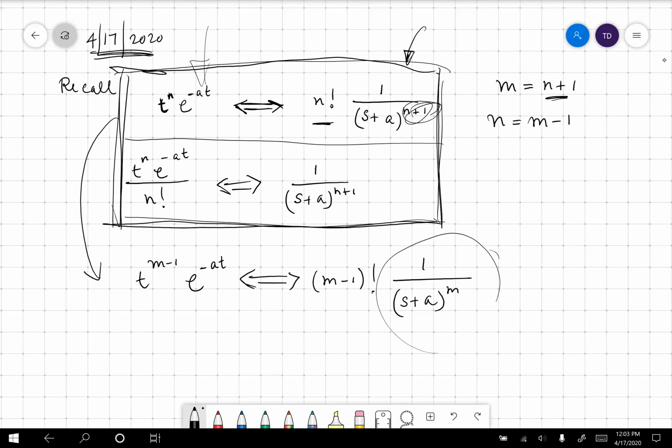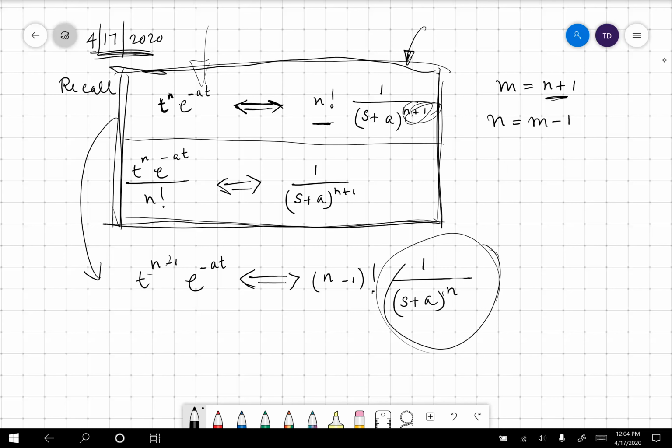And so in your mind, you can see this as an m or you can see it as an n. It doesn't matter. Right now, I could replace all of these by n's. It's just a dummy variable that we're using here, even though it's a constant value. So t to the n minus 1 times e to the minus at is going to transform into n minus 1 factorial times 1 over s plus a to the n power.